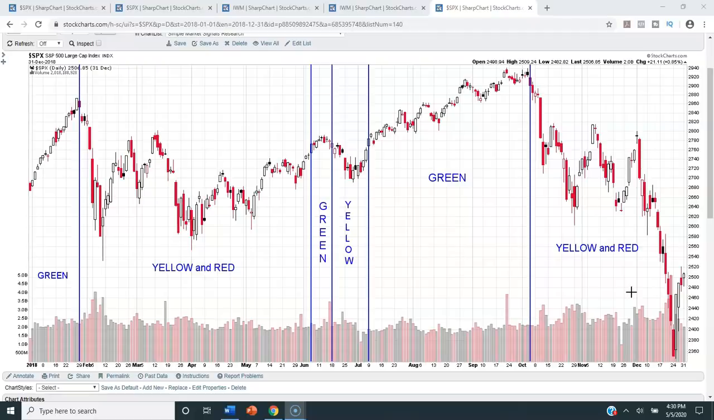The yellow is that transition period where generally you're going sideways to maybe slightly down, but it's still tough to make money in a yellow period, okay? You're going to make most of your upward progress in the stock market when the signal is green, okay? And you're going to have your biggest losses, including bear markets, all happen when the signal is red.